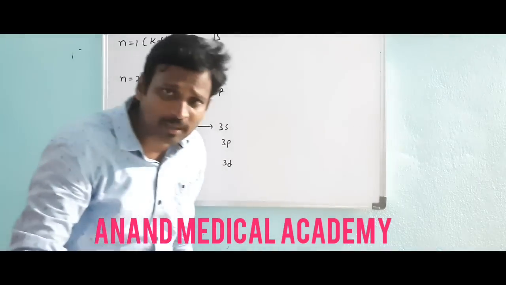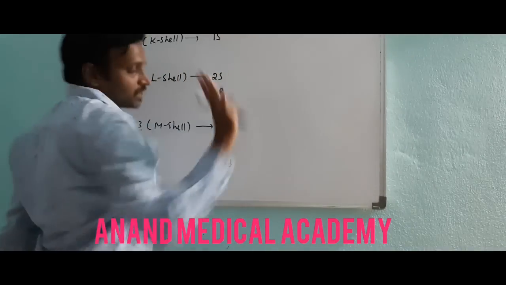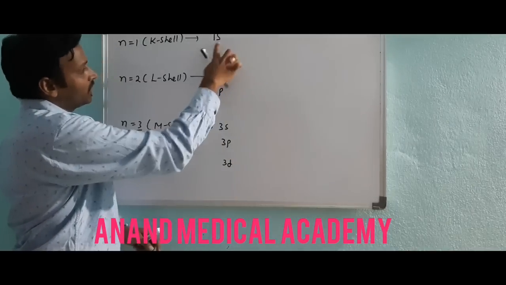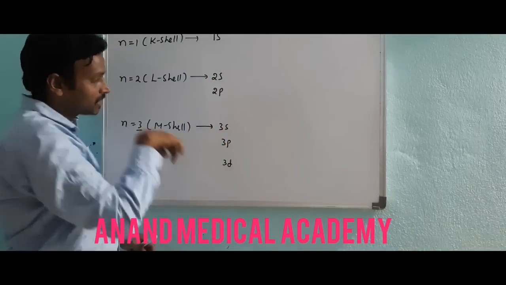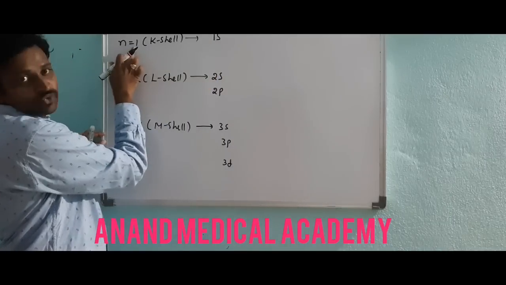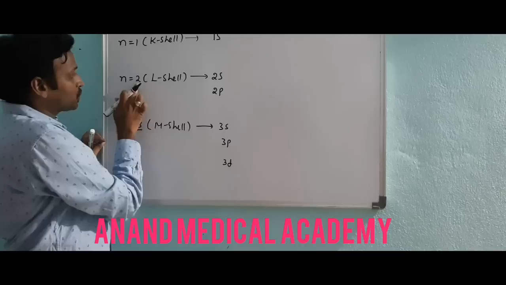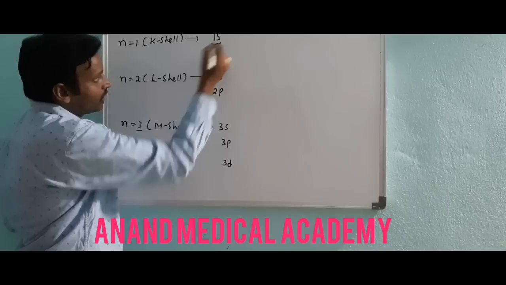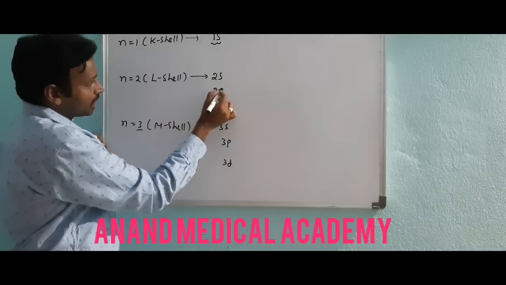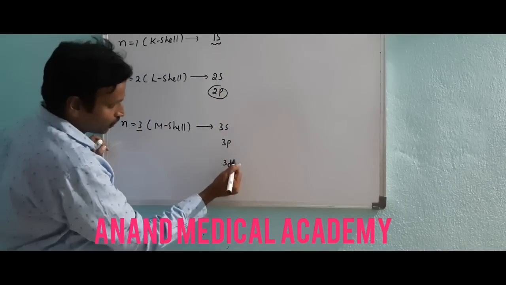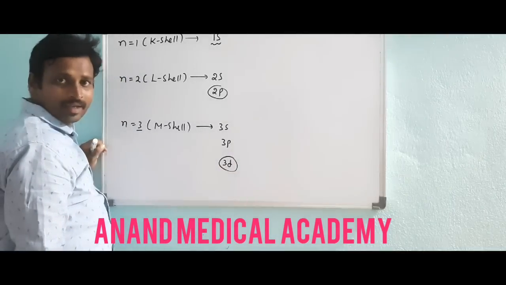What is the subshell? 1 means 1s. Every shell consists of an s subshell: 1s, here 2s and here 3s. You observe that here only 1s is present. Here n is 2, so 2 subshells are present. Here a new subshell came, 2p. Here s and p are there. Here a new one came, 3d. Getting what I am saying?